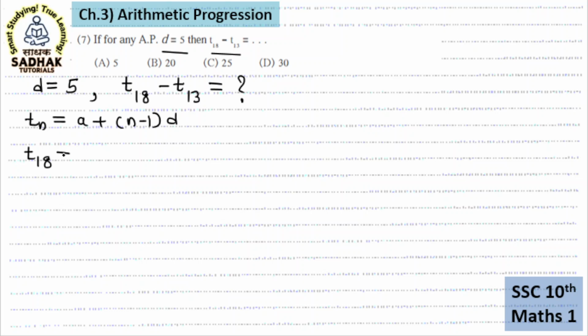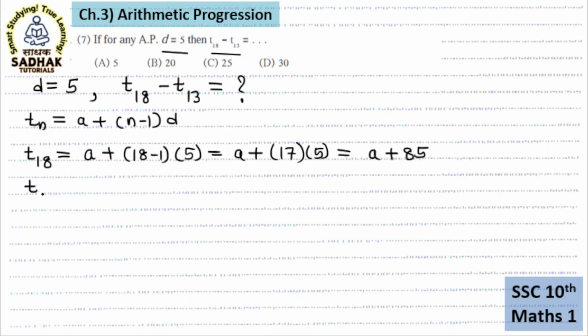T13. So T18 will be a plus (18 minus 1) and d is 5. So that will give us a plus 17 multiplied by 5. So that is a plus, 17 5s are 85. Okay, so that is the value of T18.